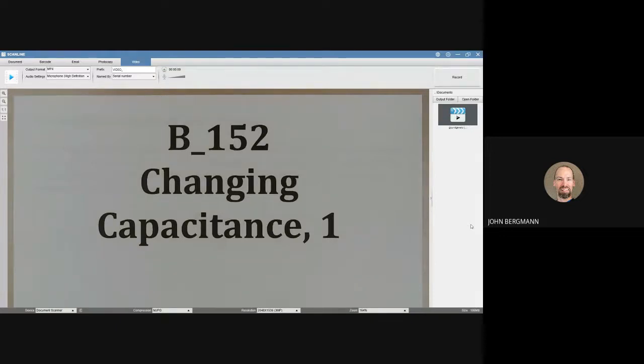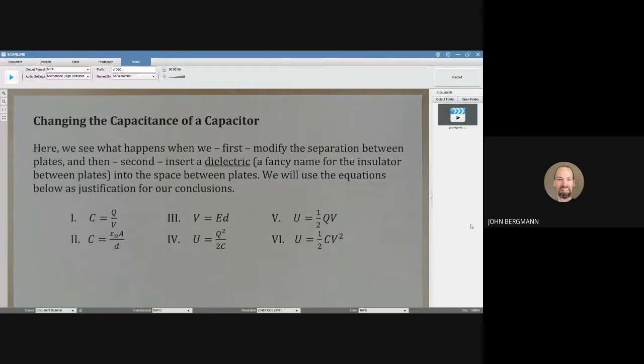Changing capacitance 1. Here we see what happens when we first modify the separation between plates, and second, and this will be in a second video, insert a dielectric, which is just a fancy name for the insulator between the plates of the capacitor, into the space between those plates. We will use the equations below as justification for our conclusions.